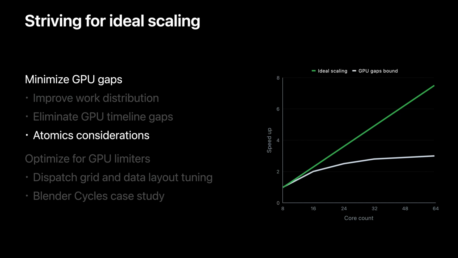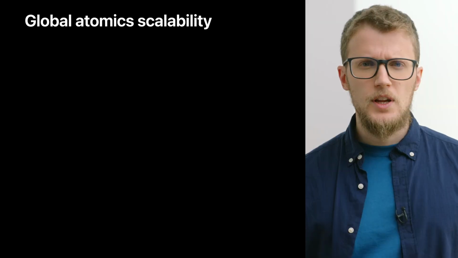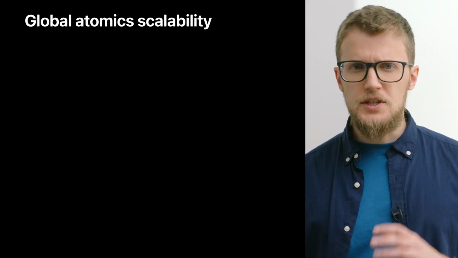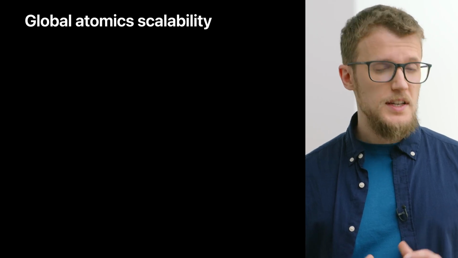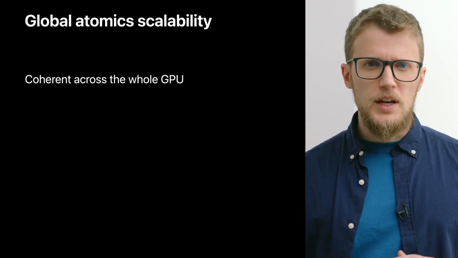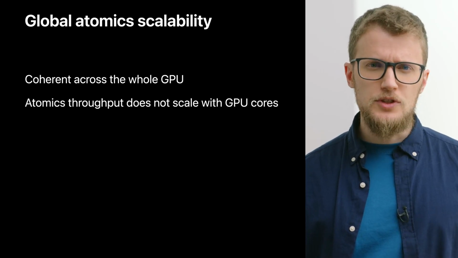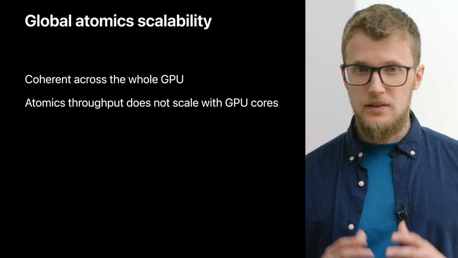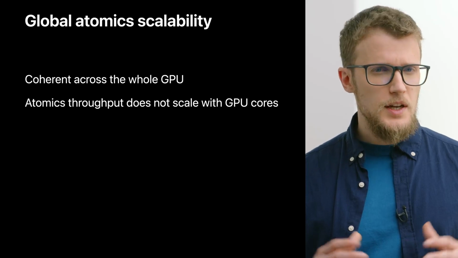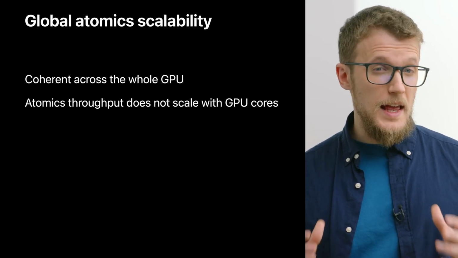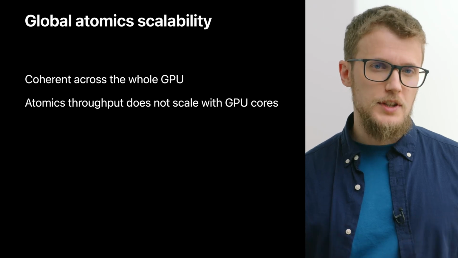It's important to carefully consider the atomic operations that the kernels are doing. Let's make sure they're done in the most efficient way. Atomic operations allow reading and writing data from multiple threads in a safe manner. Global atomics are coherent across the whole GPU. When many threads attempt to read and write the same global value, this leads to contention. Increasing the number of GPU cores doesn't help, and in fact leads to more contention. Let's investigate how you can improve atomics behavior in an algorithm with an example.